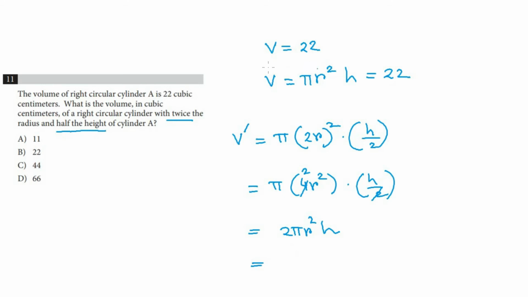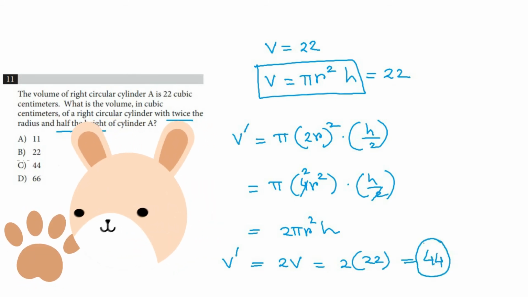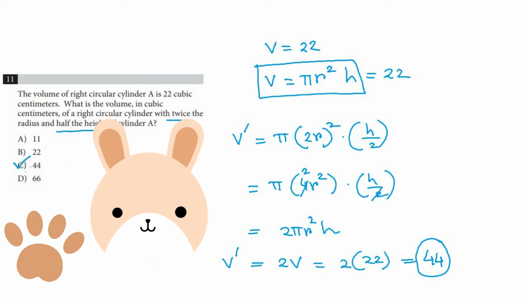Now note that we have known V equals pi r squared h. We are going to plug this here. So V dashed equals 2V, and we know that V equals 22. So V dashed equals 2 times 22 equals 44. So this is the new volume, that matches with option C.